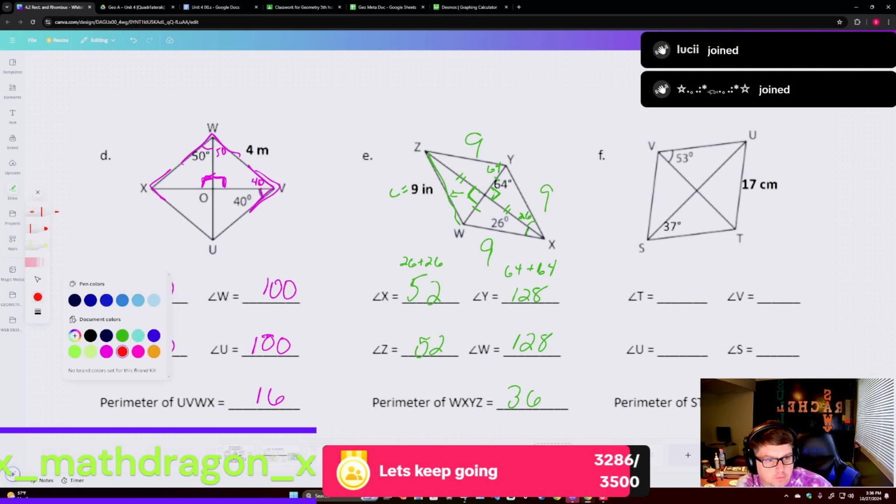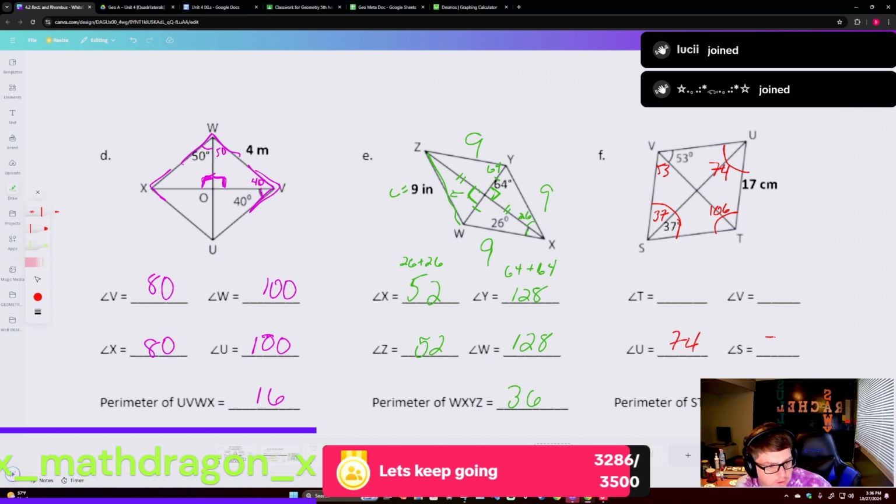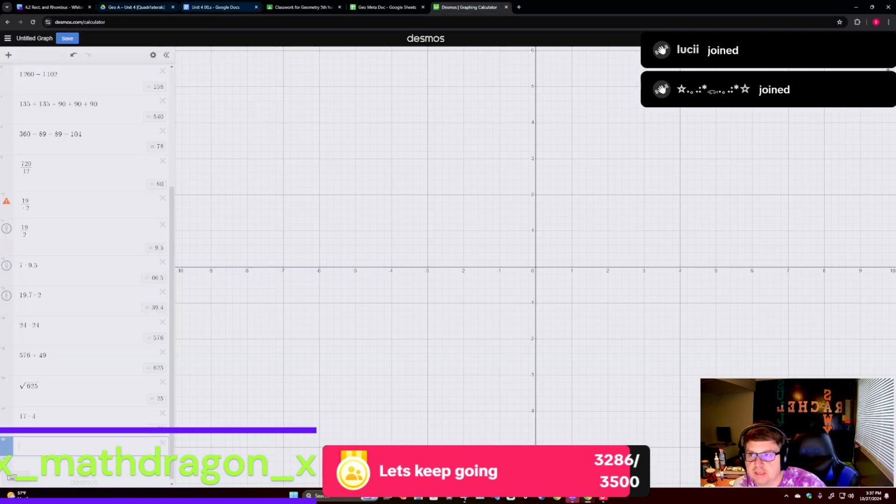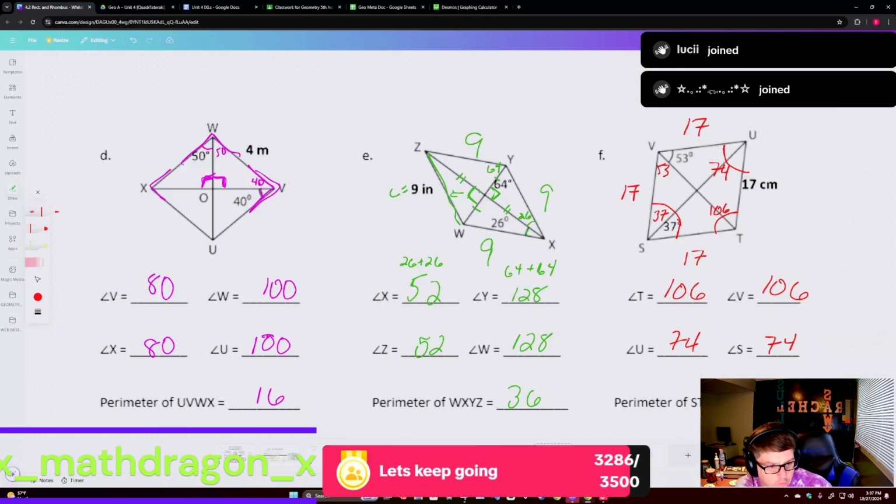Okay, now 37, 37, 53, 53. So then this whole thing is going to be 106. This whole angle over here is going to be 74. So angle U is 74, angle S is 74, angle V 106, angle T 106. Perimeter, all four sides, 17s. 17 times 4 equals 68. So then the perimeter is going to be 68. Okay.